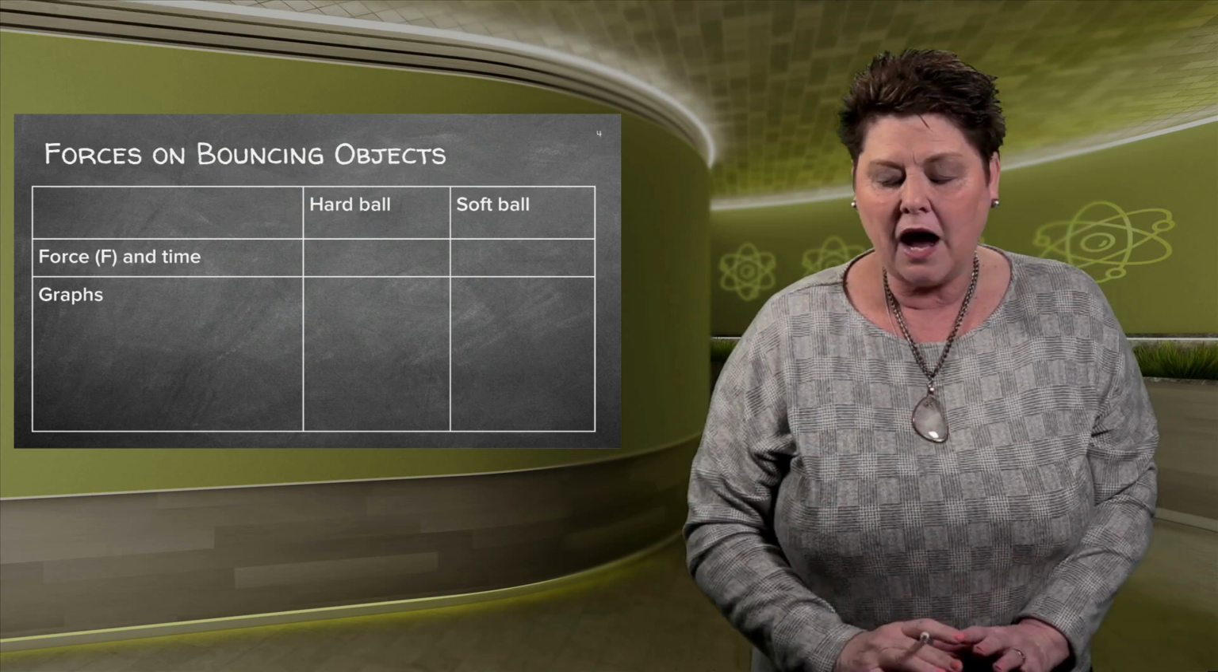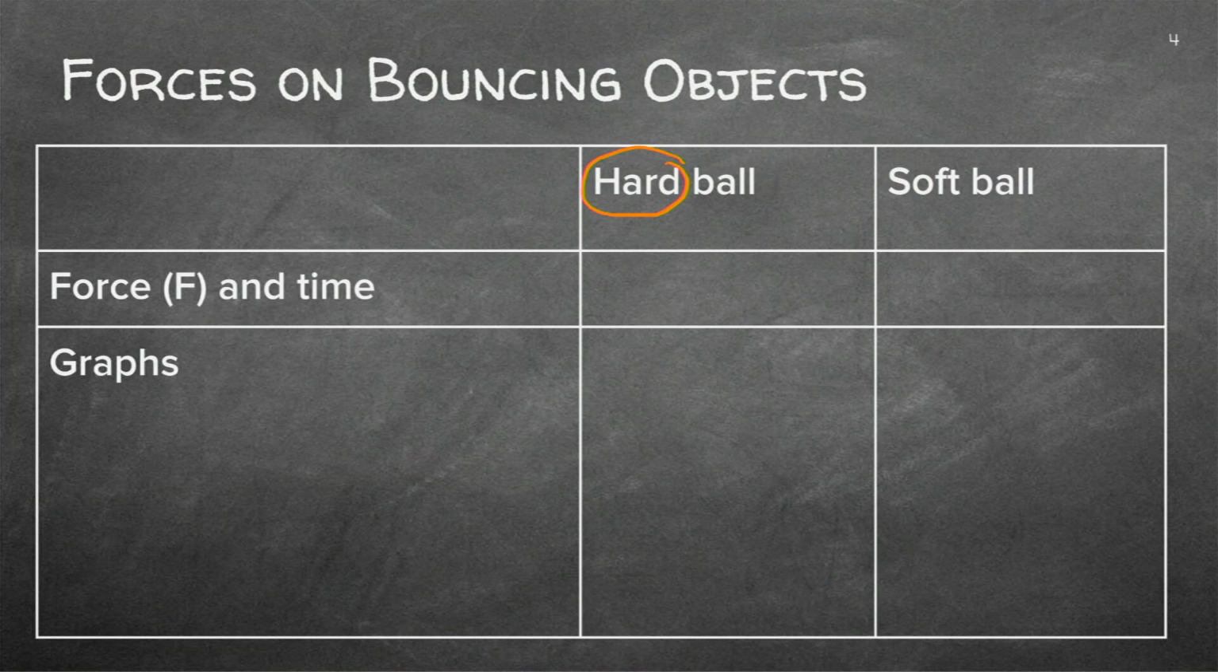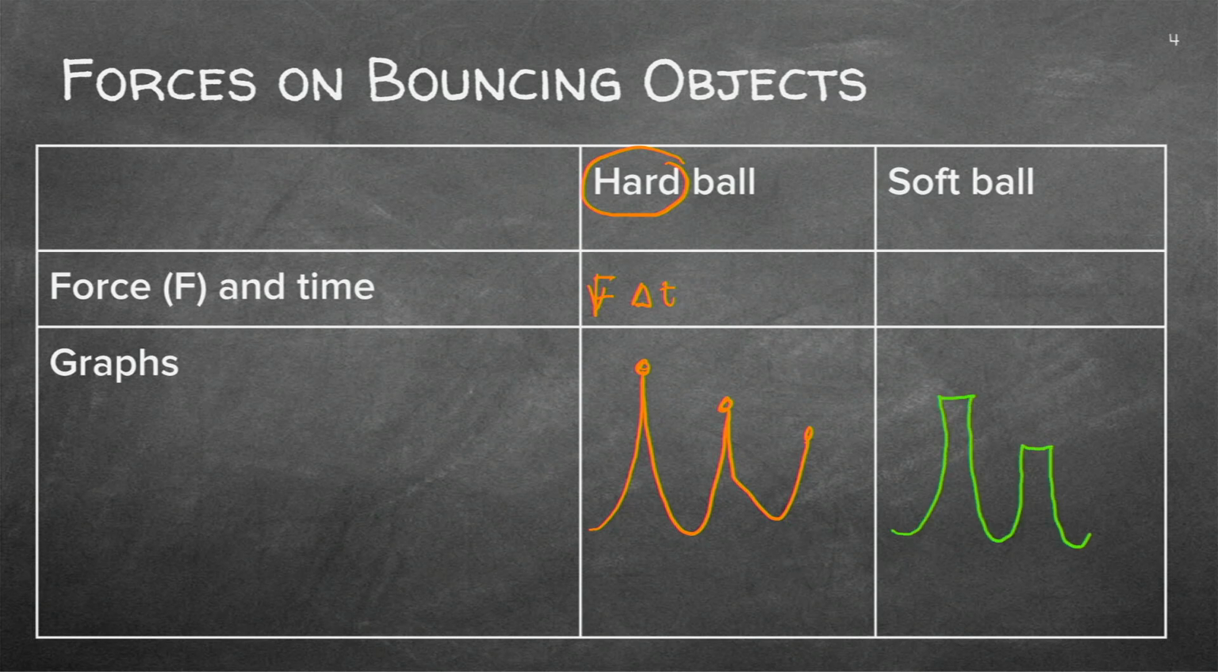Right, let's see how the graphs will differ. If we've got a harder ball, we will usually have the maximum force and the time, and you'll often get a graph looking something like this. This will mean that's when it hit the ground. Why is this important? Have a look when it's a softer ball. You'll actually find something like that. Now, what does that mean?